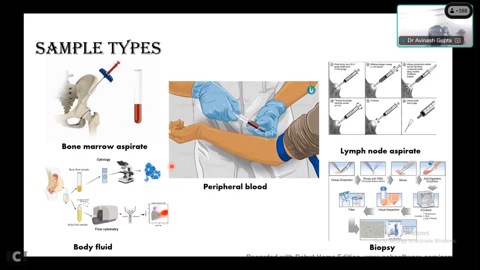You have various types of sample, but most commonly it is bone marrow aspirate or peripheral blood. At some centers, people are doing CSF fluid analysis and pleural fluid analysis, particularly in T-ALL cases or other malignancies, then lymph node aspirate for lymphomas, and some people are doing biopsy also. So what is needed is a single cell suspension. How you are going to prepare your single cell suspension from all these things is the point.